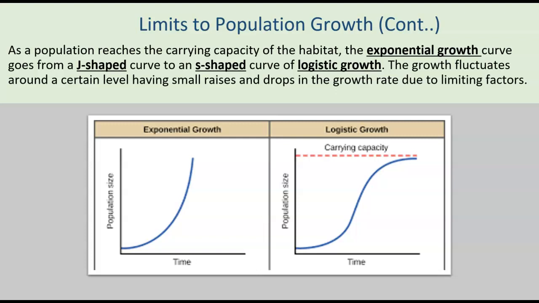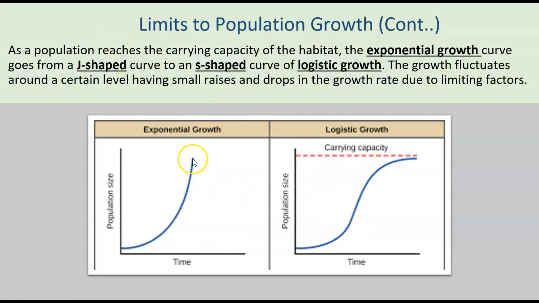As populations reach the carrying capacity of a habitat, there are two types of growth curves we will see. It's going to start off as a J curve. The J curve is on the left. The J curve kind of looks like a J, so it's easy to remember. What you see here is exponential growth. We have just this crazy growth of the population in a very short period of time.